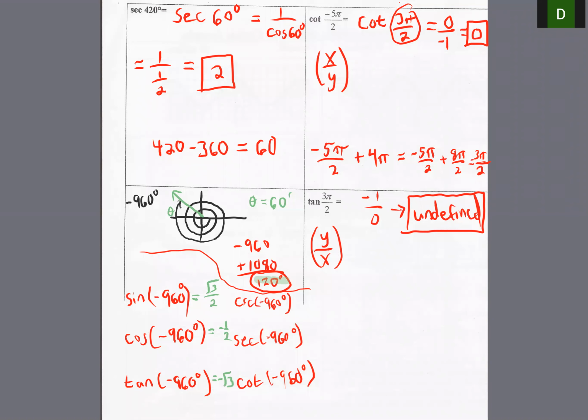So these are all answers, so I can box them. This is my sine, this is my cosine of the angle, and this is my tangent. And then I just take the reciprocals. So this one's going to be 2 over square root of 3, which you can write as 2 square root of 3 over 3.